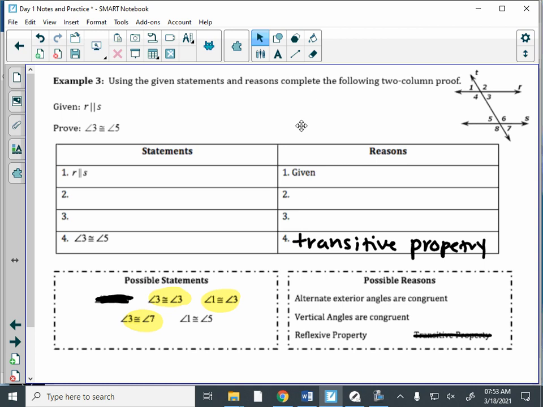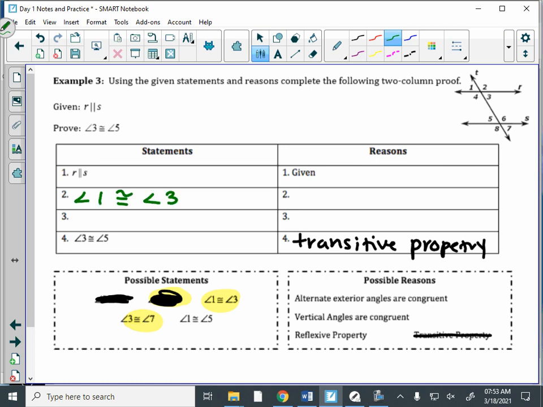Does angle 3 congruent to angle 3 make sense to you? No, you're just linking it to itself. That's not getting us anywhere. So it's one of these 2. Okay? Well, pick one. Which one do we want to use? Do you want to use 3 and 7 or 1 and 3? Just try it out. 1 and 3? Let's use 1 and 3. Sometimes it's going to work. Sometimes you're going to have to go back and use the other option. I used 1 and 3.